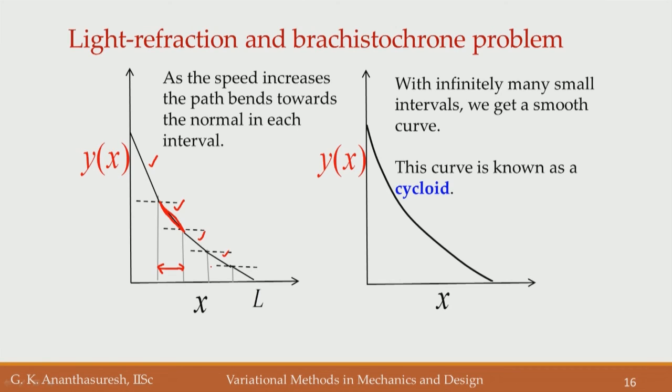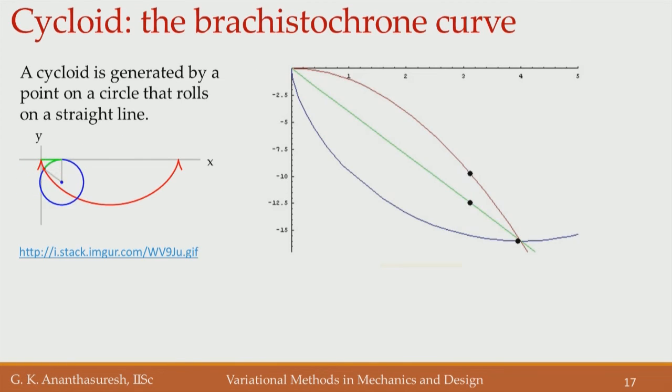But anyway, the solution for this problem that we posed, which is to minimize that integral with respect to y of x, is a well known curve, well known at that time also, called the cycloid. So, the cycloid is a special curve which, as we can see in the animation, when you have a disk rolling, a point on the disk will trace a path, which is what we are seeing here. A point on the disk, as it is rolling, traces this red curve, that is a cycloid.